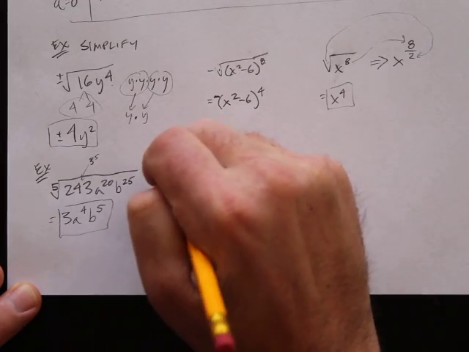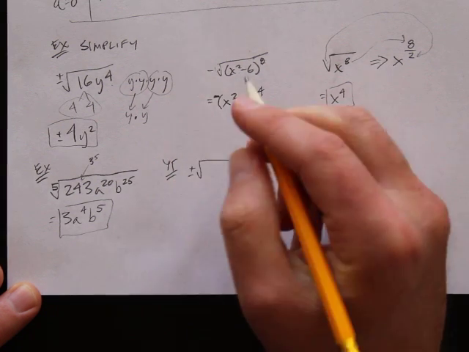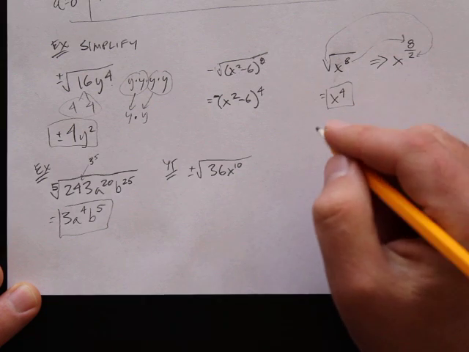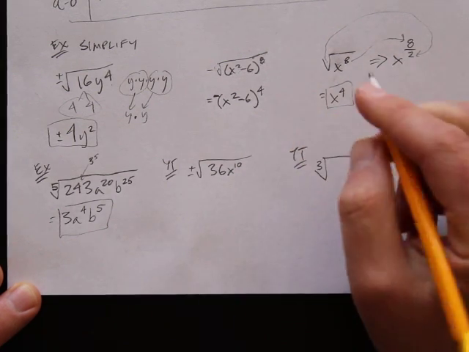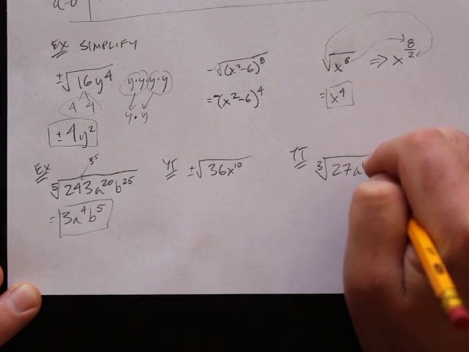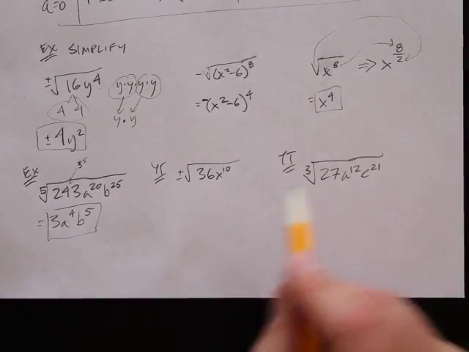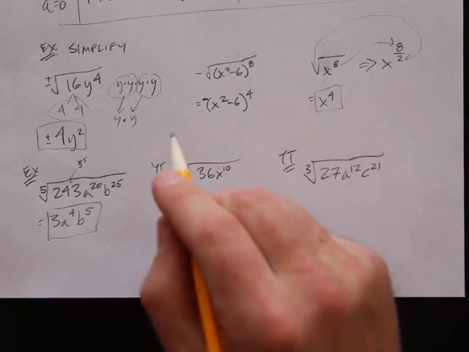Okay, you try a couple here. Plus or minus the square root of 36x to the 10th power, and the 3rd root of 27 a to the 12th c to the 21st. Okay, go ahead and pause and see what you can do on those two. Okay, let's see how you did.